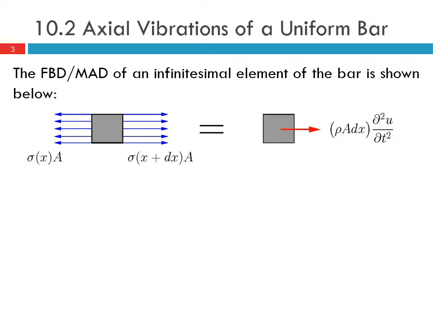So from the free body diagram, we have the force given by the stress, sigma of x, multiplied by the area A. And on the other side, sigma of x plus dx, multiplied by the area A, where dx is the length of the element. And then for the mass acceleration diagram, we have our mass, which is the density, times A times dx. So this A dx is equal to the volume. So that basically gives us the mass times the acceleration d2u by dt squared, which is the acceleration in the horizontal direction.